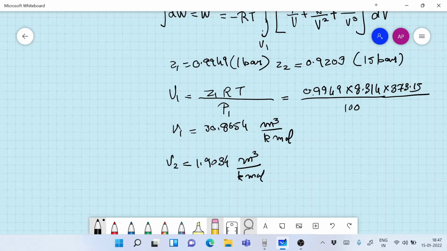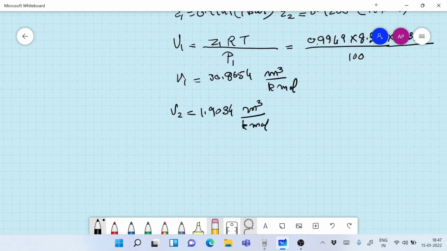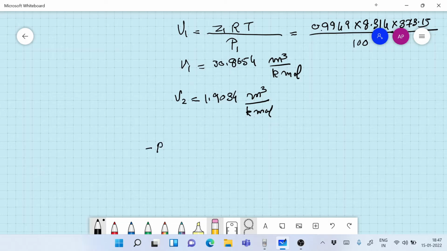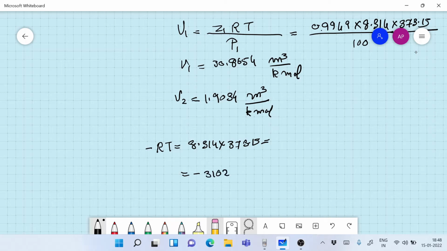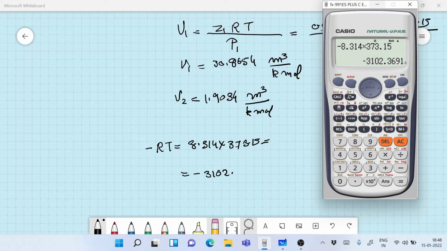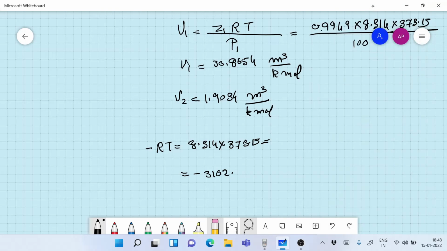Now, our rusty trusty calculator comes to help. So let's first calculate what is minus RT, and that would be minus 8.314 into 373.15, and that makes it minus 3102.3691. That was not 19, it was 91. So we have the value of minus RT.